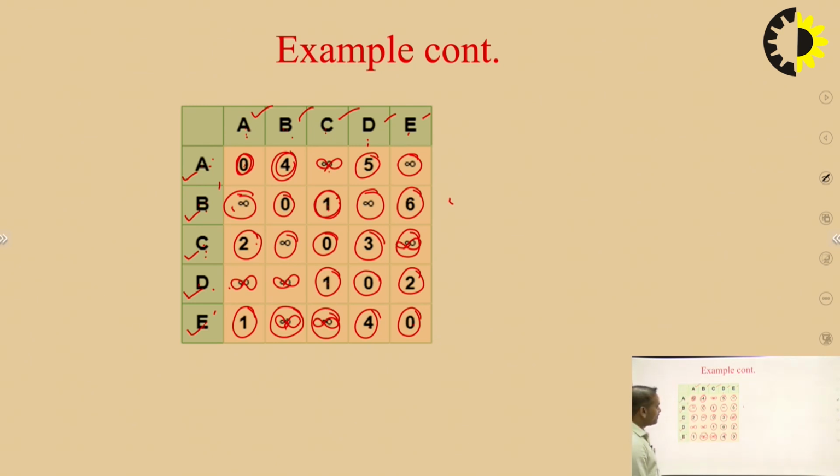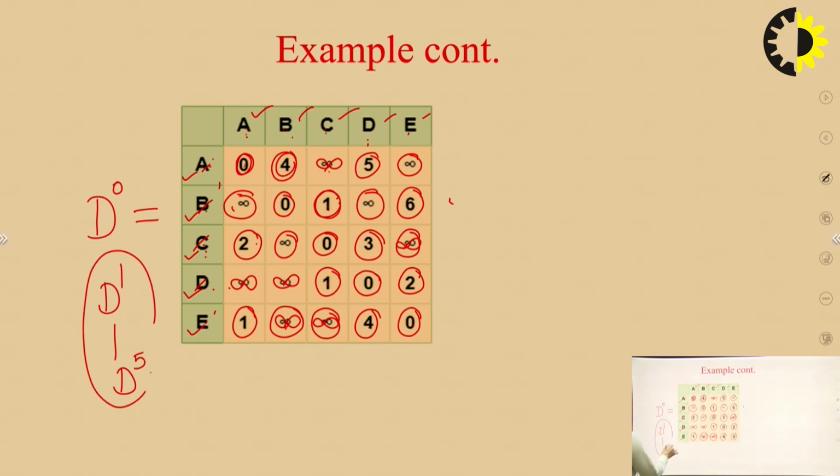By using this method, we have to construct this matrix, and this matrix is called D0. Then we have to find D1, then D2, then D3, then D4, then D5. How do we decide how many matrices are calculated? By using the number of vertices. There are 5 vertices, so we have to find D1 to D5. That is the calculation of matrices by using the number of vertices given in the graph.